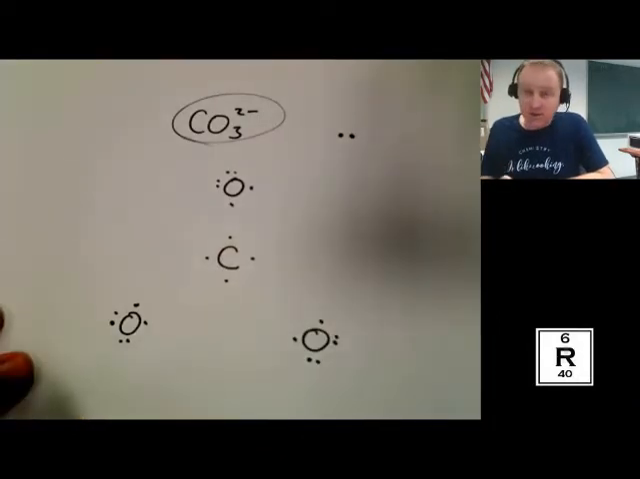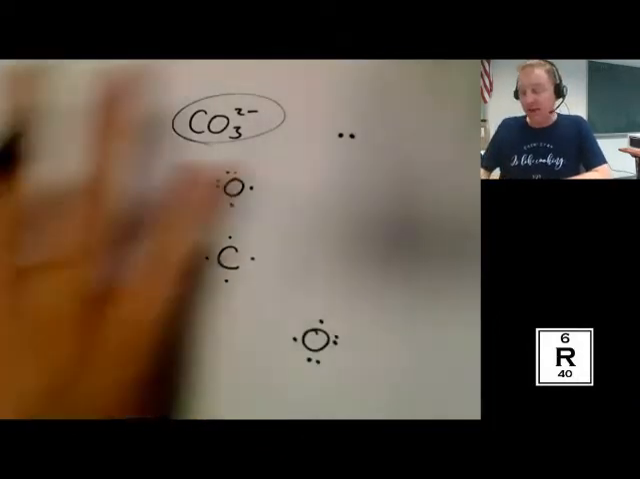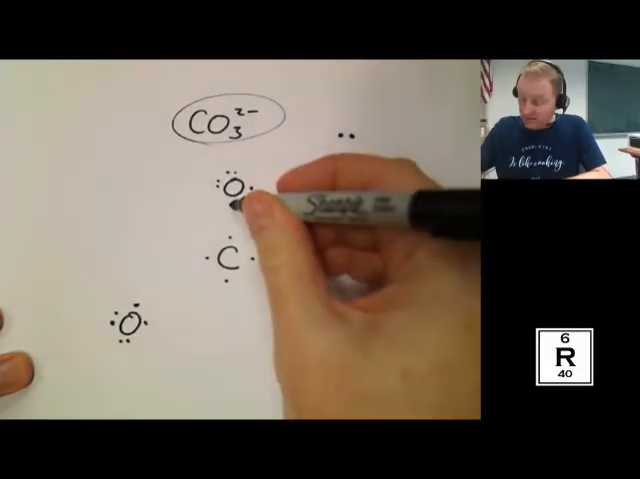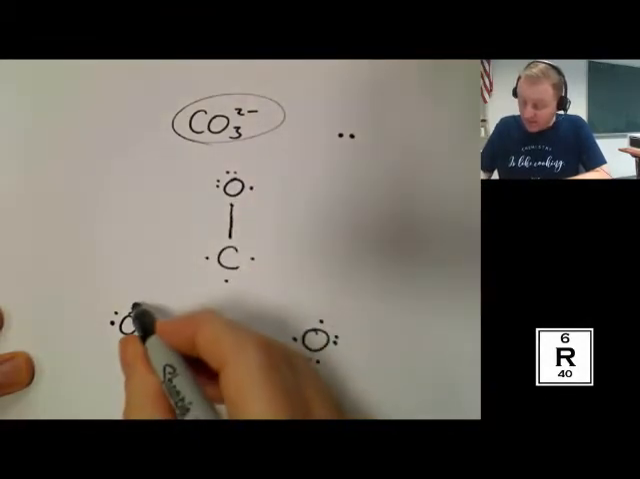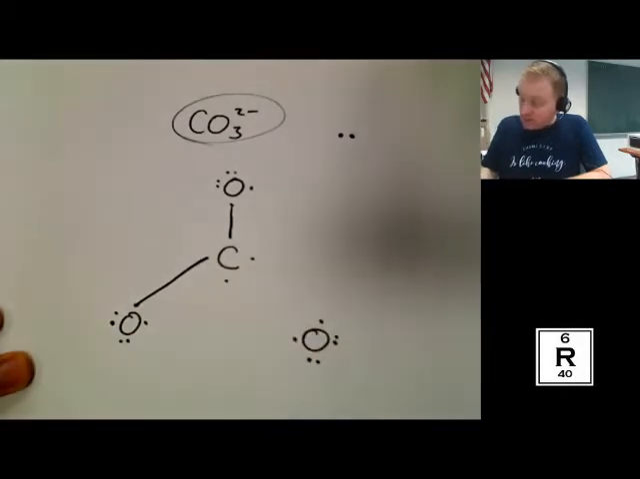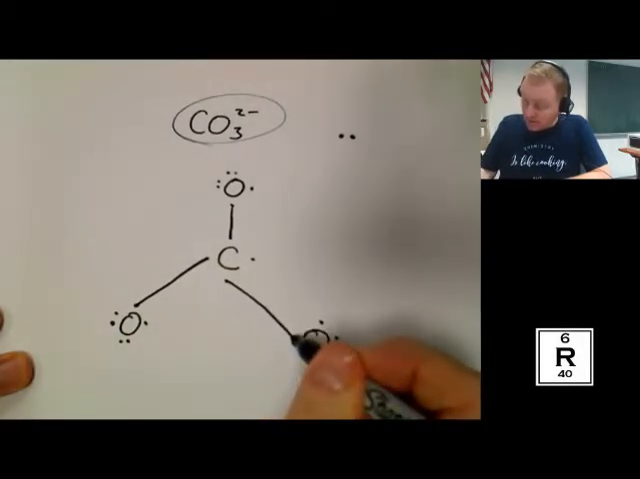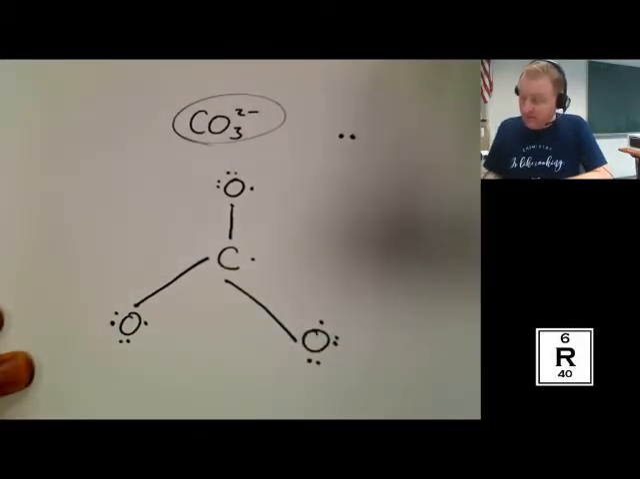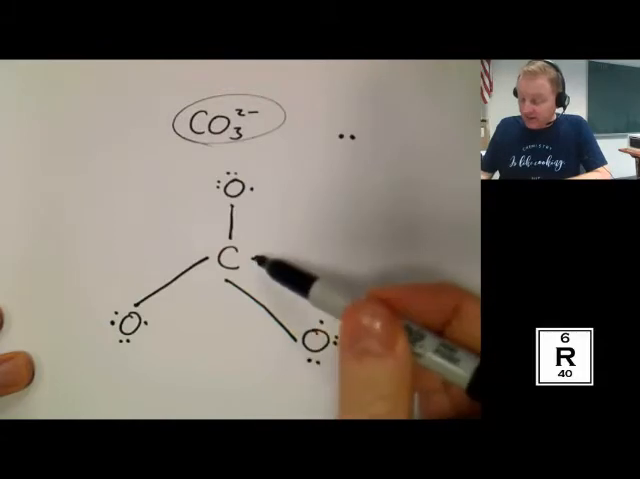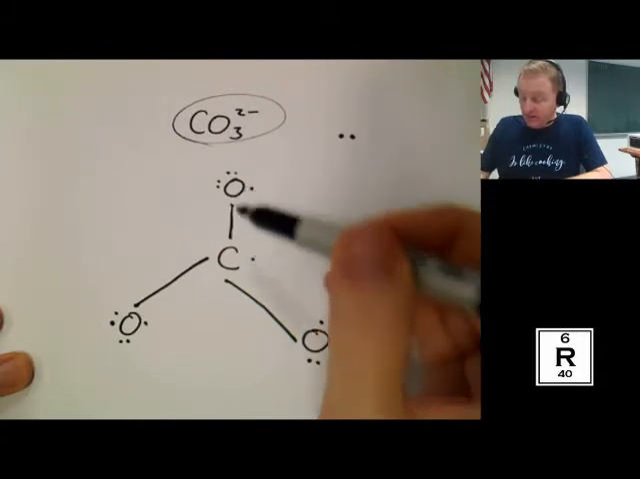The first thing you do when you do Lewis dot structures is make sure everything is connected together. So let's make sure everything's connected together by connecting the dots. Connect everything together and then analyze. And if we analyze here, I see that I need another electron with this one.